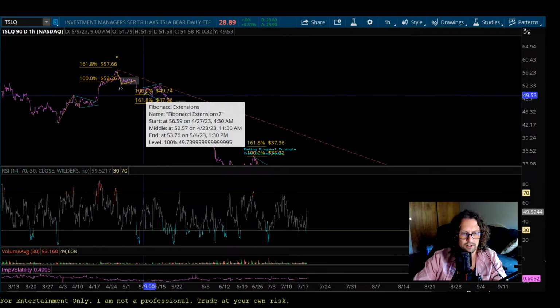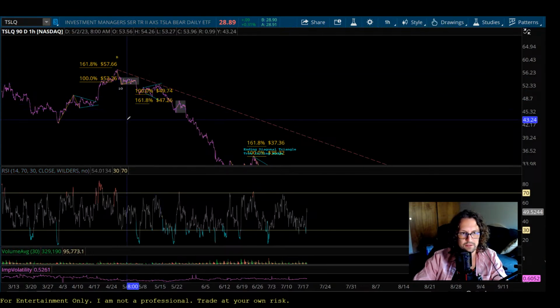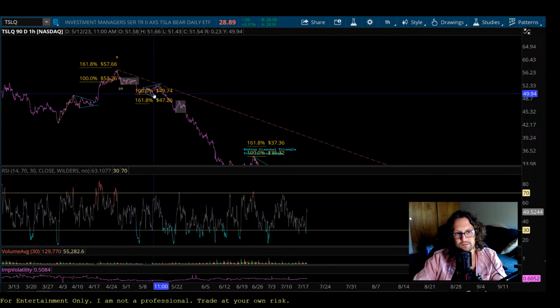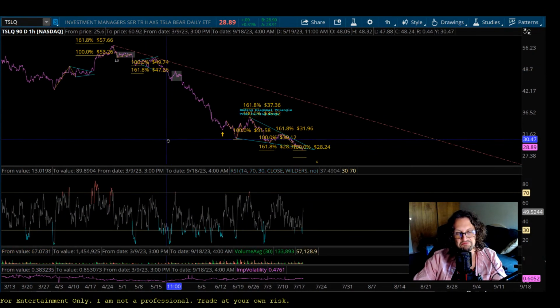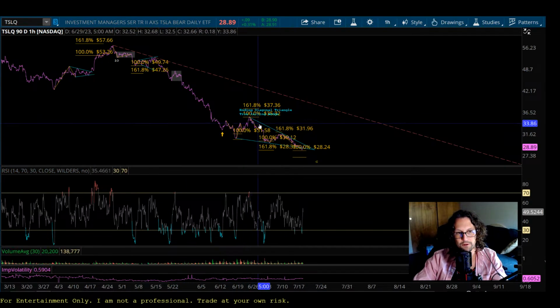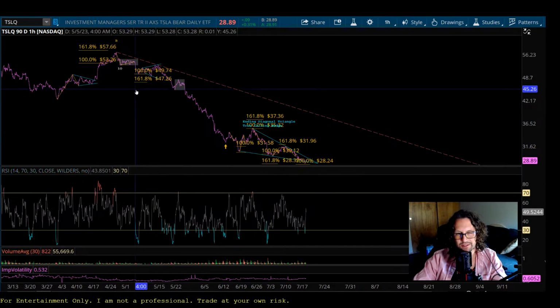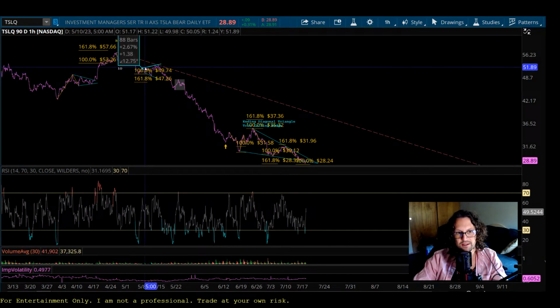Boom. 100% down here, extension here. So 3, 4. It could be an extended 5 wave. 1, 2, 3, 4, and 5. Interesting. Wouldn't that be interesting? 1, 2, 3. But this is also a sideways correction, right? So it can't be wave 4.